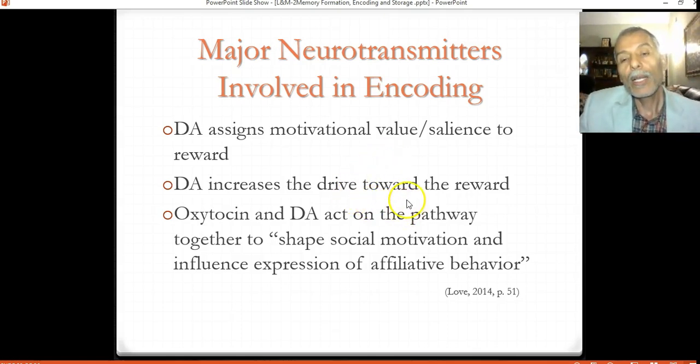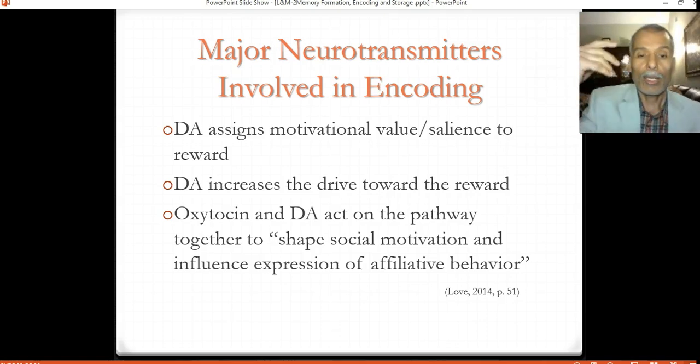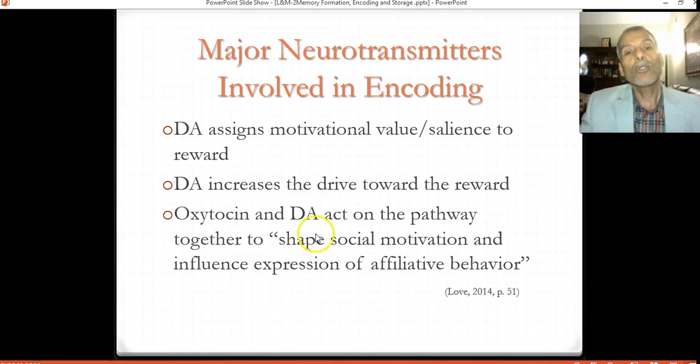Dopamine increases the drive toward the reward, the reward that you get when you achieve the goal. So you keep the goal in focus, and as you keep seeing yourself in your imagination at the end with the goal achieved, that is your reward, whatever that reward is. So oxytocin and dopamine act on the pathway together, to shape social motivation and to influence expression of affiliative behavior. Affiliative meaning to be with the group, to have group belonging. So that is achieved through oxytocin and dopamine together.